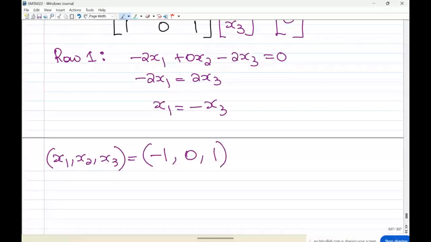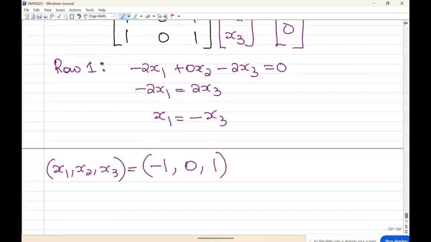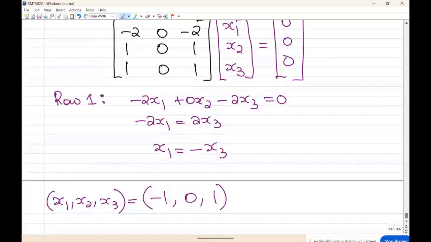On row 1, whether you use row 1, row 2, or row 3, you will get x1 equals minus x3. There's no need to carry on. You can check. On row 1, you'll get x1 equals minus x3. Even if you use row 2, you'll get x1 equals negative x3. Even if you use row 3, you'll get the very same answer.